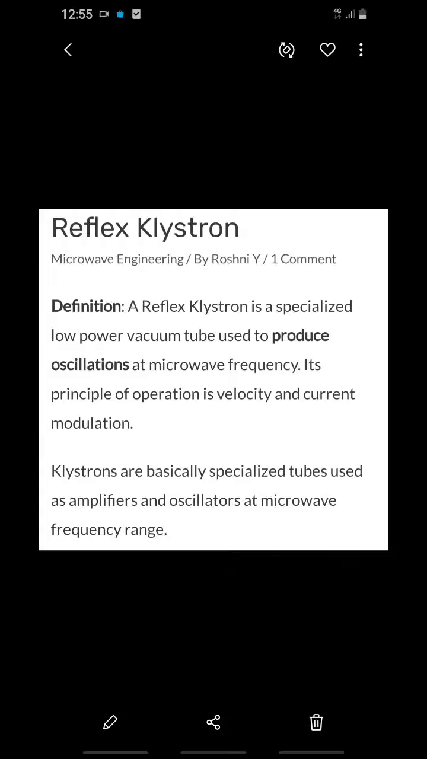A reflex klystron is a specialized low power vacuum tube used to produce oscillations at microwave frequency. Its principle of operation is velocity and current modulation. Klystrons are basically specialized tubes used as amplifiers and oscillators at microwave frequency range.